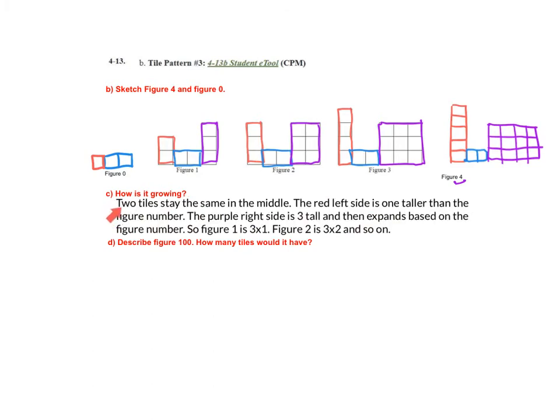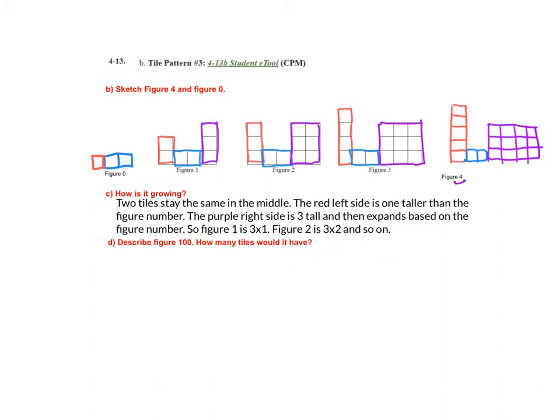So my description says 2 tiles stay the same in the middle. The red left side, so left side of the figure, is 1 taller than the figure number. The purple right side is 3 tall and expands based on the figure number. So figure 1 is 1 by 3, figure 2 is 3 by 2, and so on and so forth.